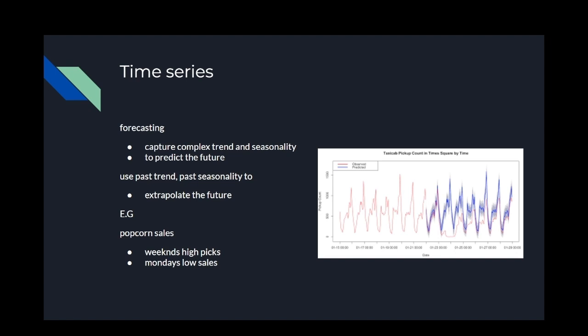For example, popcorn sales. We know that popcorn sales on weekends are high, and on Monday the sales of popcorn are low. So we can expect for the coming weeks to produce more popcorn on the weekends because people go more to the cinema, while on Mondays we can reduce this production because people don't tend to go to the cinema much on Mondays.